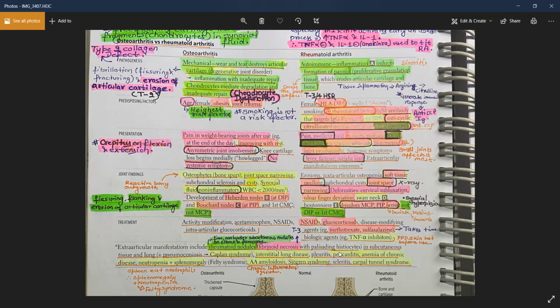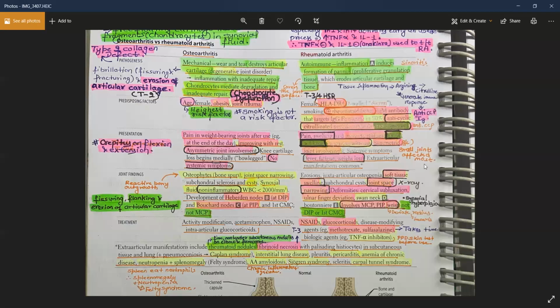Pericarditis can also occur, if you remember from the CVS lectures. Because it is a chronic disease, the patient can also have anemia of chronic disease. Neutropenia could also be there. Splenomegaly will also be there. Amyloidosis, AA type, can also happen because of this chronic inflammation.